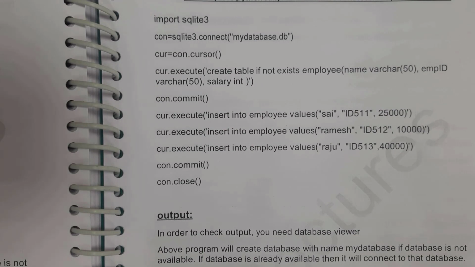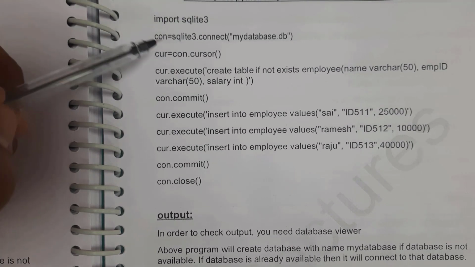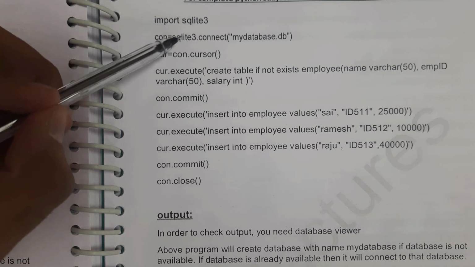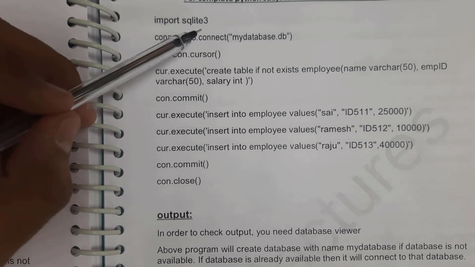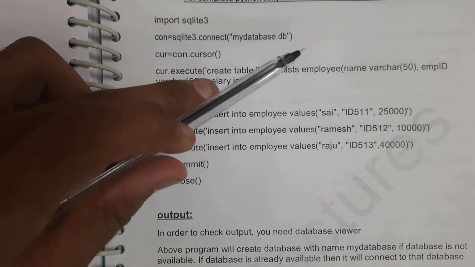Guys, this is another program in order to create employees table. Till now we created students table. Now I want to create employee table. So this is program in order to create employee table. At first you need to import sqlite3 module. So just write here import sqlite3 and next write here connection, that is con equal to module name, that is sqlite3.connect, and I want to connect to database. The database name is mydatabase.db.